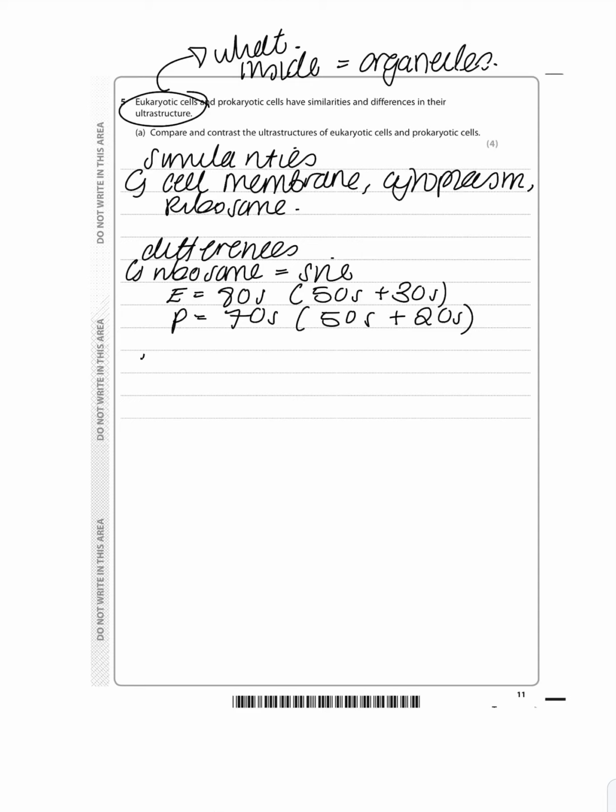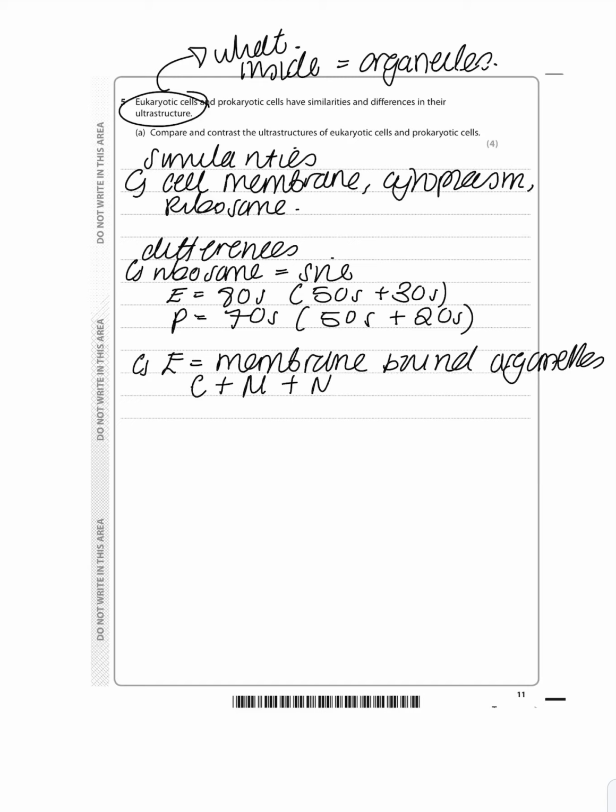Right. Another difference is that eukaryotes contain membrane-bound organelles, but prokaryotes do not. So, this includes your chloroplasts, your mitochondria, and your nucleus. But we don't really say the nucleus in here because we use the nucleus as a whole different example as another difference.